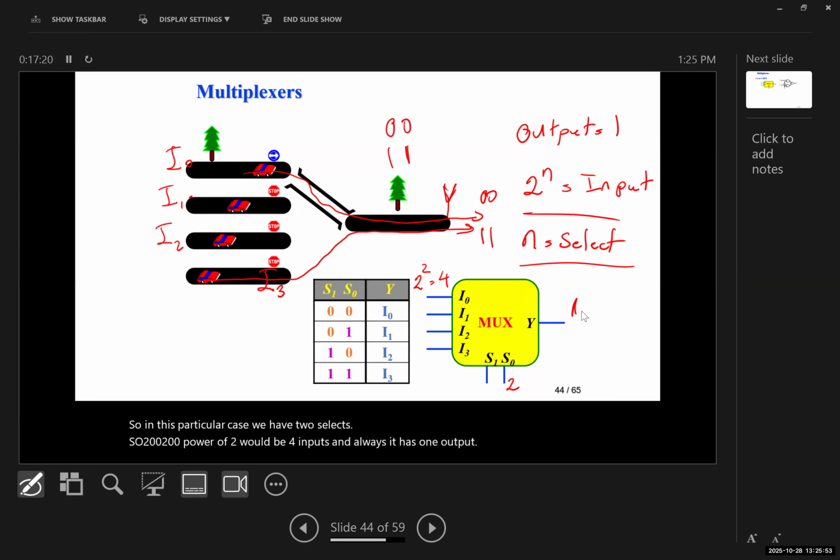Okay. So what if we have 3 select points? We would have 8 inputs and again 1 output. We would always have one output, a single output.